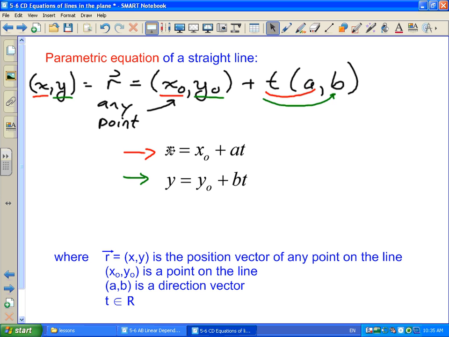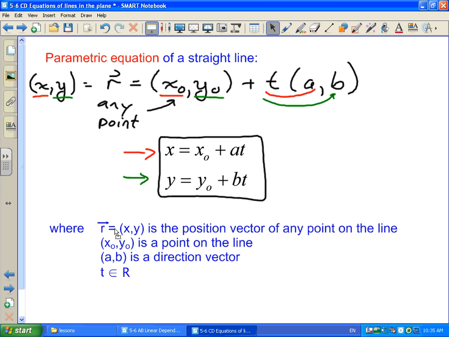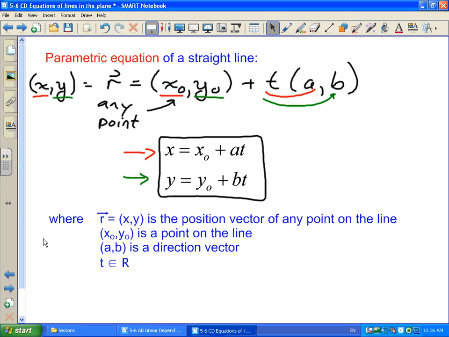So these two things together, splitting it into these two equations, this is our parametric equation of our straight line. So the parametric equation is just split into the two components, x naught plus at, y naught plus bt, where AB, again, represents our direction vector, x naught, y naught is our point on the line, and xy is the position vector, or the vector pointing to any given point on that line. And t here can be any real number. So because we have an infinite number of choices for that parameter t, we get an infinite number of points on our line. Okay?